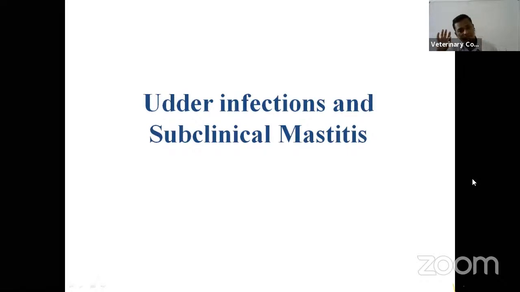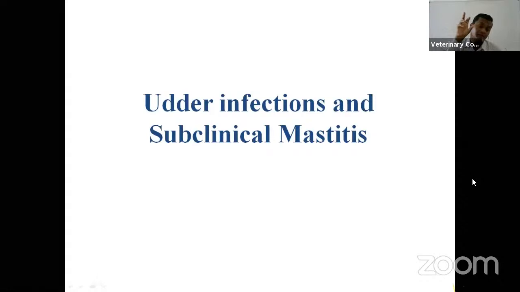Udder is a glandular tissue where the milk is synthesized and secreted into the lumen of the udder. You have the cistern and there the milk is stored, and there is a milking process, and milk comes out. This is normal. And you know that milk is sterile when it is synthesized, and it is no more sterile once it is milk. I discussed all that earlier.